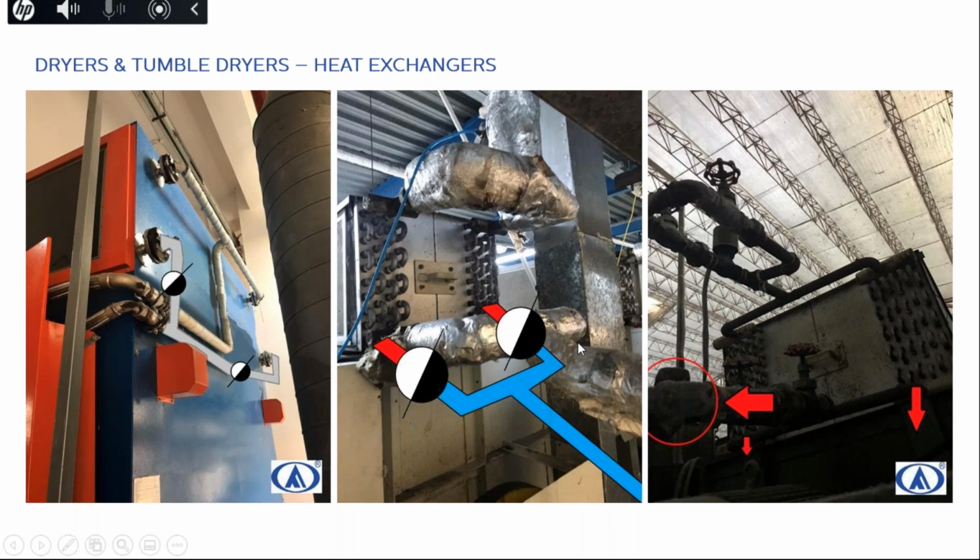You need to use float type steam traps in heat exchangers. As you see here, in the third photo, they use a thermodynamic steam trap. And if there's any air inside the heat exchanger, this thermodynamic steam trap will not prevent this air, and it may cause air lock inside the heat exchangers.